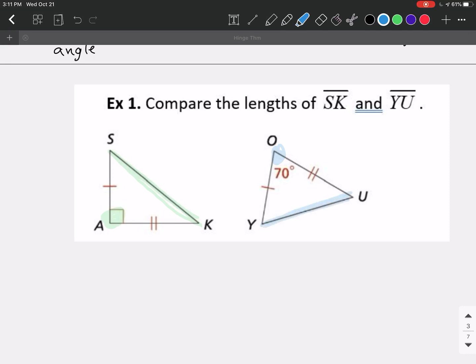So if we take a notice, I got this little box here that hopefully we all know means 90 degrees. I have here that is marked 70 degrees. Well, which is bigger, 90 or 70? Hopefully we all know that 90 is greater. So because this angle A is 90 degrees, that lets me know that SK is going to be greater than YU because O is 70. So as the angle gets bigger, the side gets longer, and as the angle gets smaller, the side gets shorter.